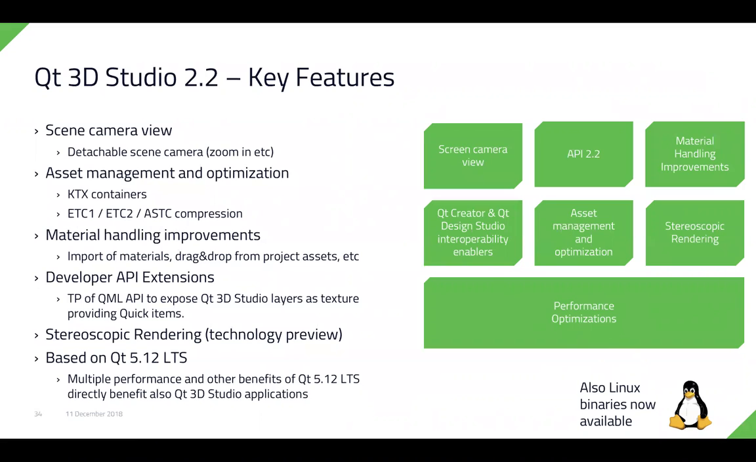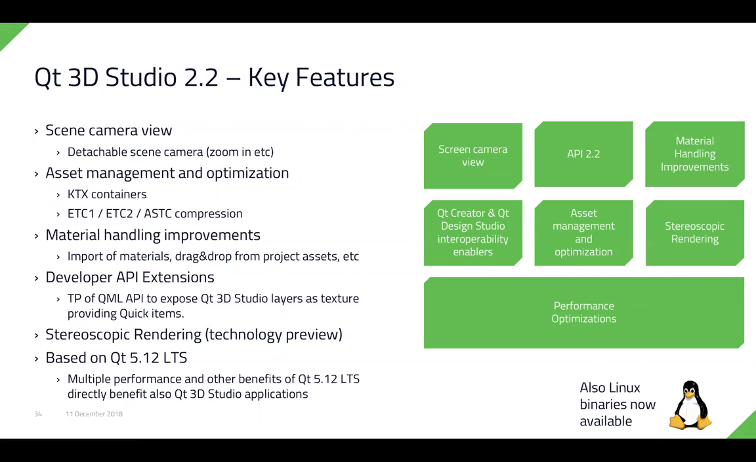We have also been improving the material handling, so there's a possibility of dragging and dropping material directly from the project assets into the design, as well as a lot of improvements to how the materials are imported from Maya, 3D Max, and those tools. The developer API has been extended in the 2.2 version, for example, providing better control for the QML API. And there is a technology preview for a stereoscopic rendering feature, which is needed for virtual reality and augmented reality applications.